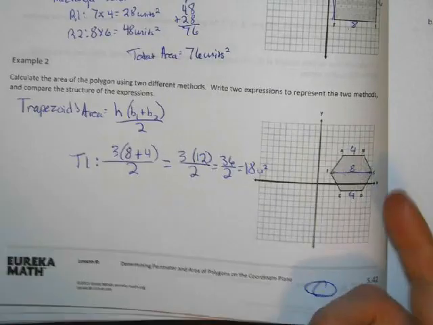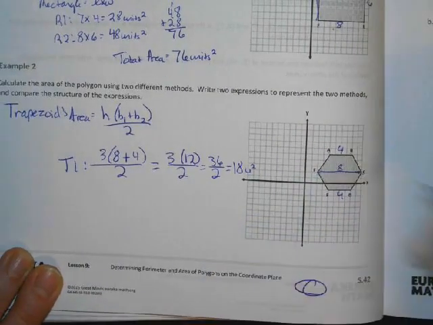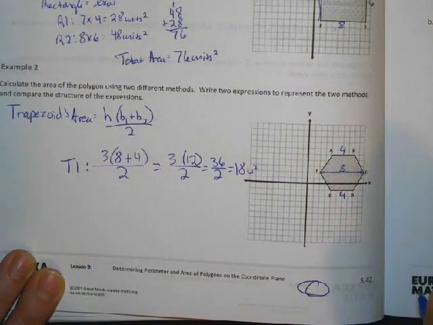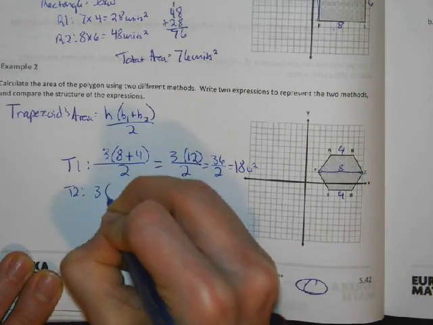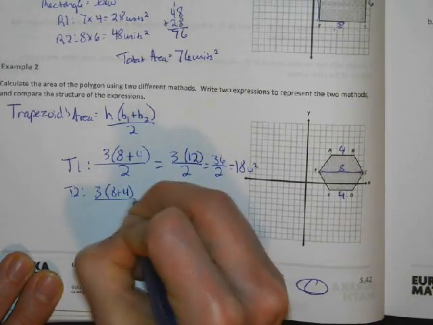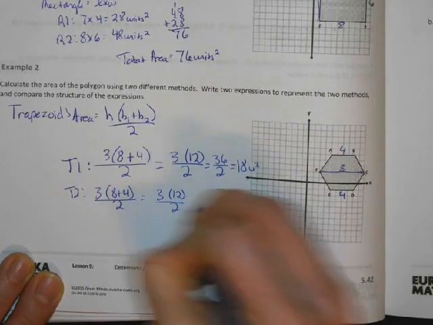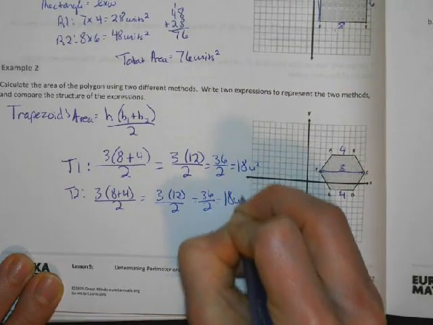Now I'm going to look at trapezoid 2. And as I said, both bases are the same. Now I have to check the height. That's 1, 2, 3. If the bases and the heights are the same, that means that all of the numbers will be the same. So that's 3 times 8 plus 4 divided by 2, which is 3 times 12 divided by 2, which is 36 divided by 2, which gives me 18 square units.